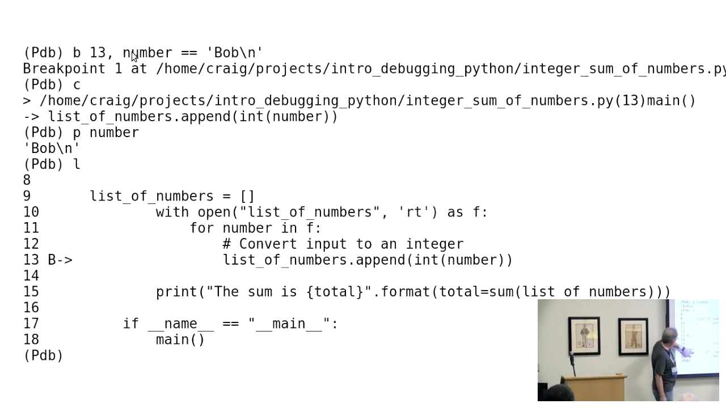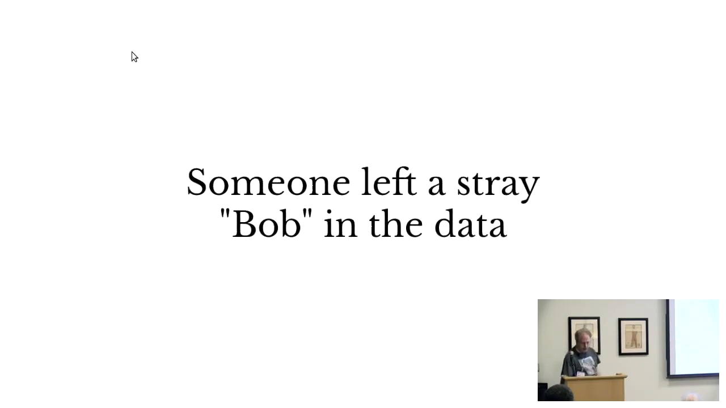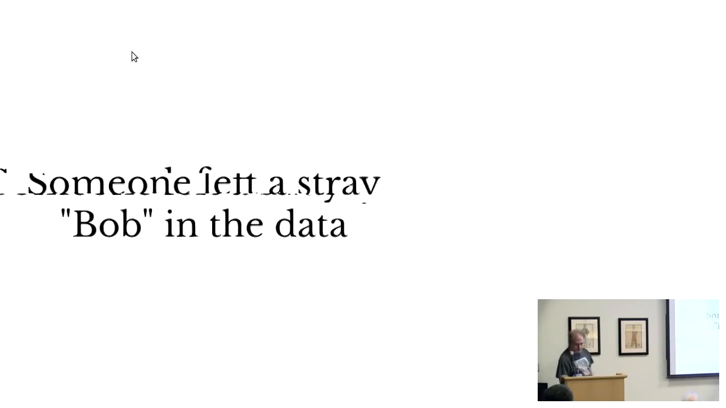And I can list exactly where that code is. So if someone wants to look over my shoulder and say, hey, why is that breaking out? Well, here's why it's breaking out. This is exactly what's going on in there. And that's inside the debugger itself. So someone left a stray Bob in the data.